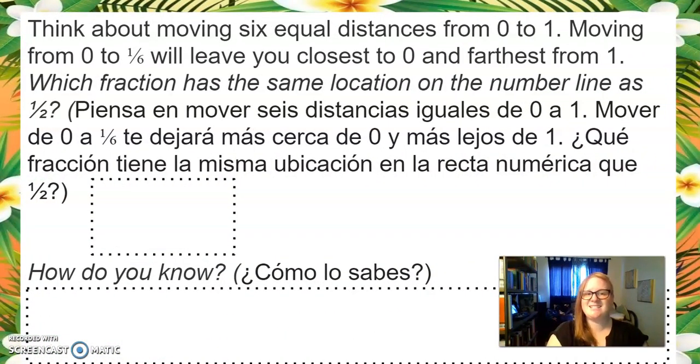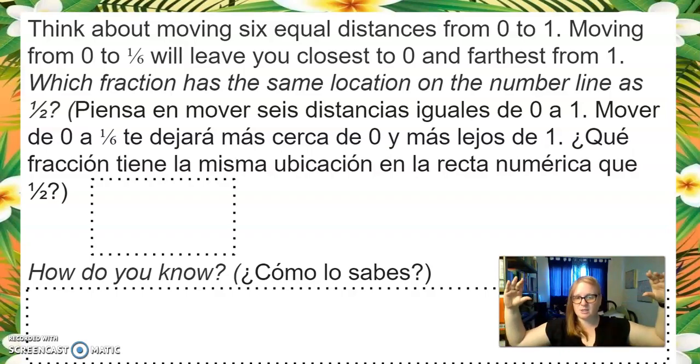Think about moving 6 equal distances from 0 to 1. So kind of like you're taking 1 foot at a time, okay? Moving from 0 to 1/6 will leave you closest to 0 and farthest from 1. Which fraction has the same location on the number line as 1/2? So remember, you're visualizing, right? And you're going, okay, as I move my finger, my triangle, or if you imagine you're taking steps towards something, from 0 to 1, and you're counting in sixths.